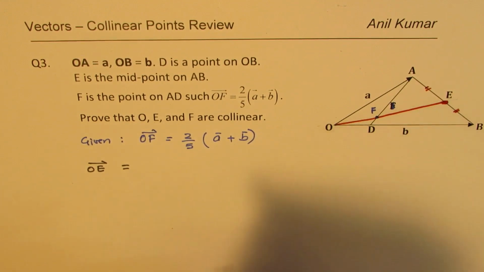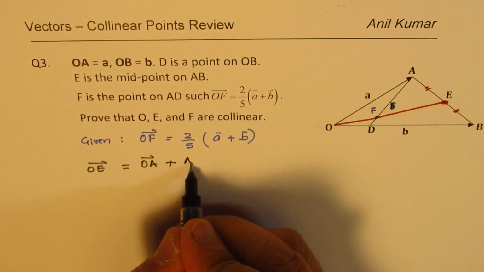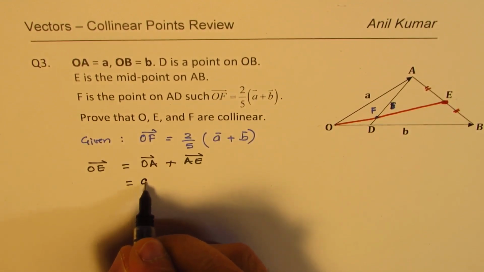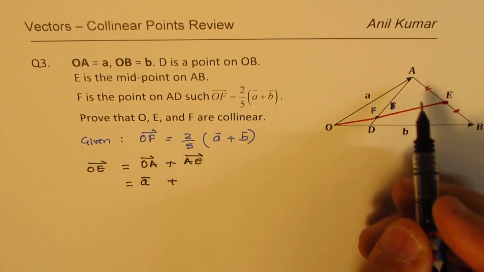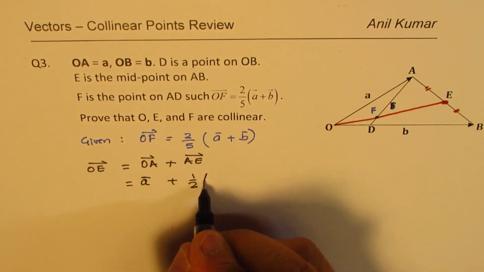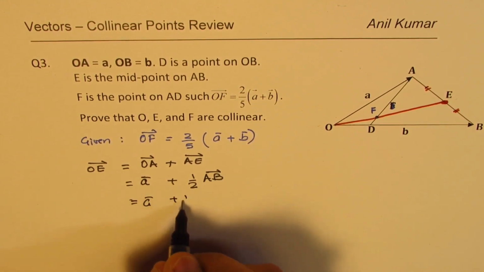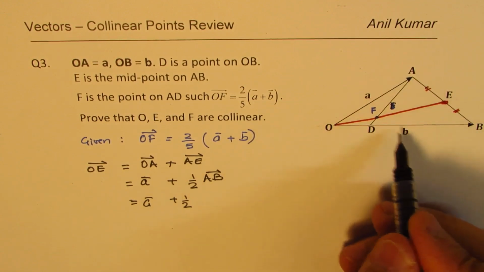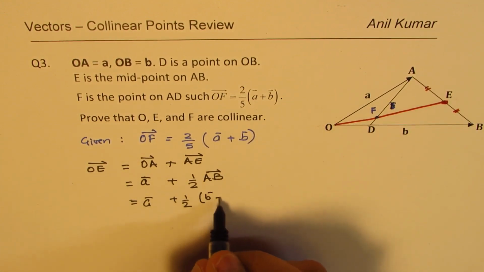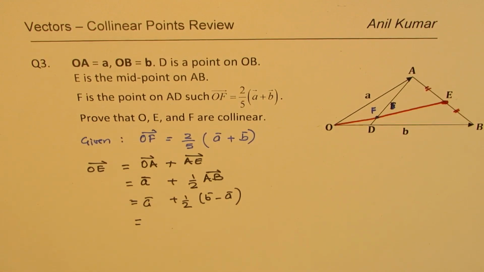So OE will be equal to OA plus AE, right? Now OA is vector A, but what is AE? A to E is half of A to B, right? Is half of A to B. So what is A to B? A to B is B minus A. Clear? So we get this vector in terms of A and B.